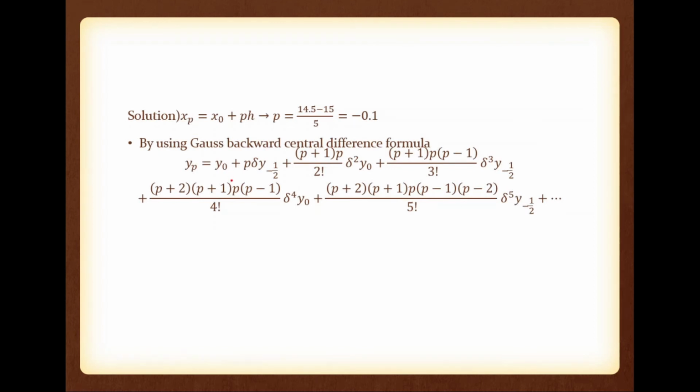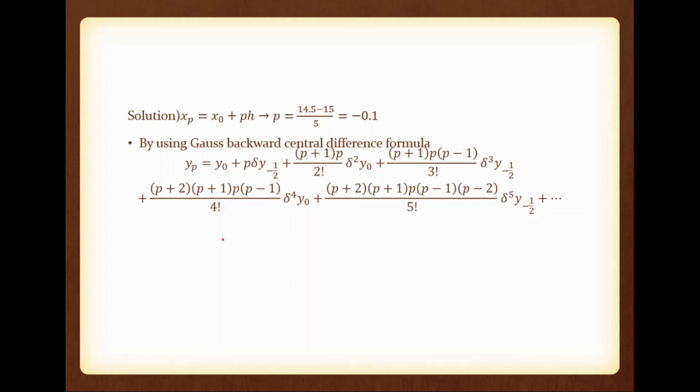Yp is equal to y0 plus p theta y minus 1 by 2 plus p plus 1 into p divided by 2 factorial into theta square y0 plus p plus 1 into p minus 1 divided by 3 factorial into theta cube y minus 1 by 2 plus p plus 2 into p plus 1 into p minus 1 divided by 4 factorial into theta raised to 4 y0 plus p plus 2 into p plus 1 into p minus 1 into p minus 2 divided by 5 factorial into theta raised to 5 y minus 1 by 2 plus etc.